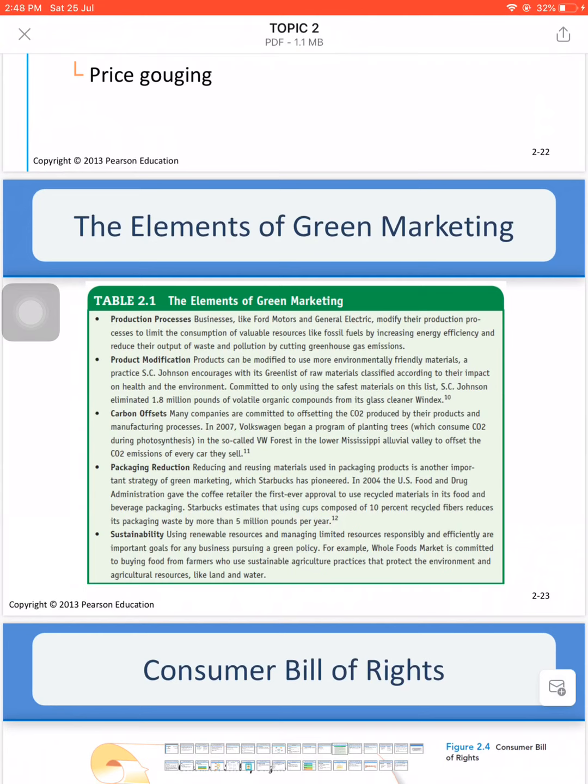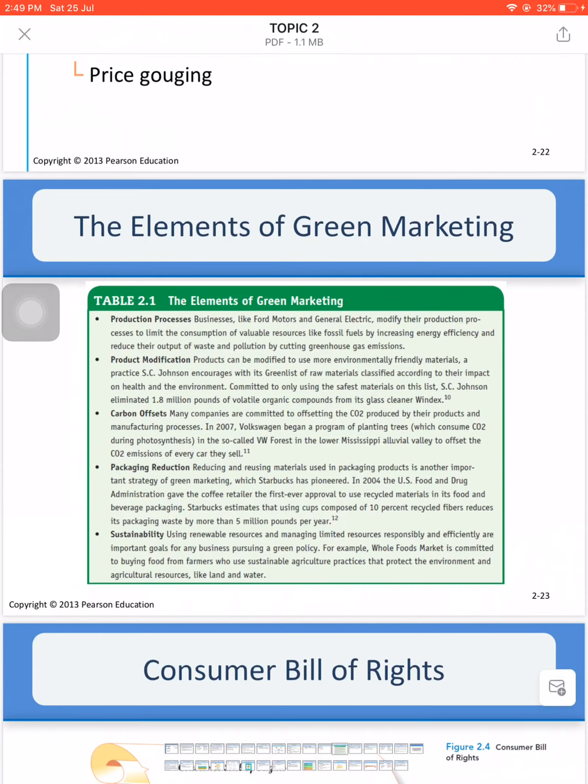Packaging reduction, reducing and reusing materials, is another important strategy for green marketing. For example, in your textbook they mention Starbucks. Starbucks is using this important strategy for green marketing. They gave the coffee retailer the first ever approval to use recycled material in its food and beverage packaging, which means that they use recycled packaging for their food and beverages.